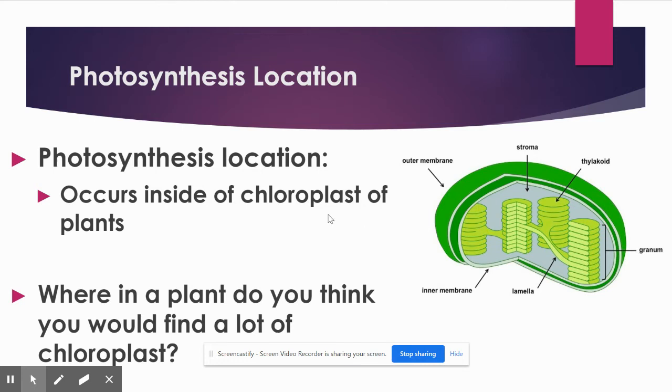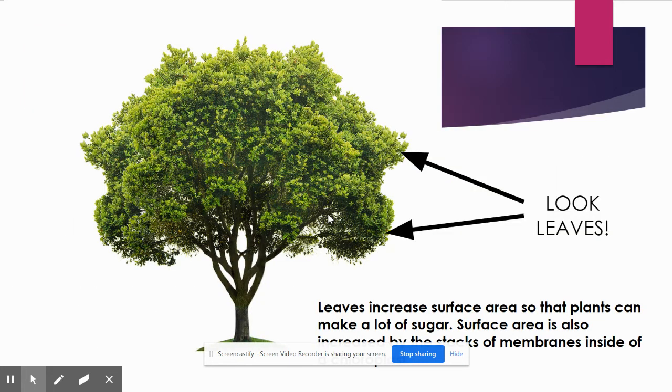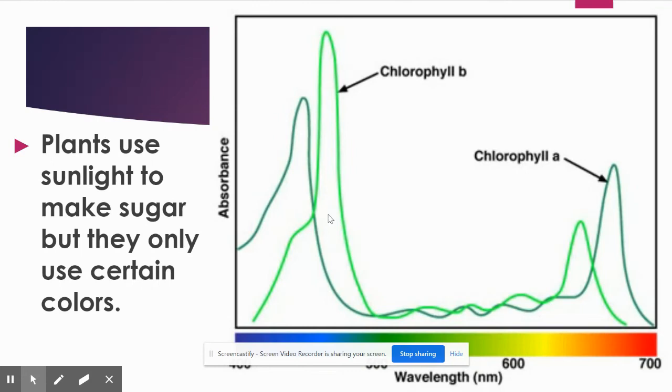So where do you think you would find a lot of chloroplasts? Well, I'll give you a clue. These thylakoids are all green. So what part of the plant is green? Leaves. So leaves increase the surface area. There's a lot more leaves that can capture sunlight than just the limbs of the tree. So by having a lot of leaves, they can increase the surface area so that plants can make a lot of sugar. And then the surface area is also increased by having the stacks of membranes inside the chloroplast. That's why many thylakoids make a granum, and that increases the surface area as well.